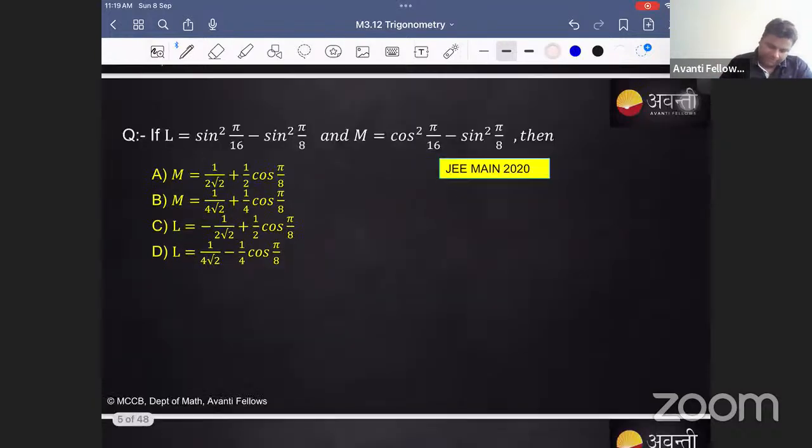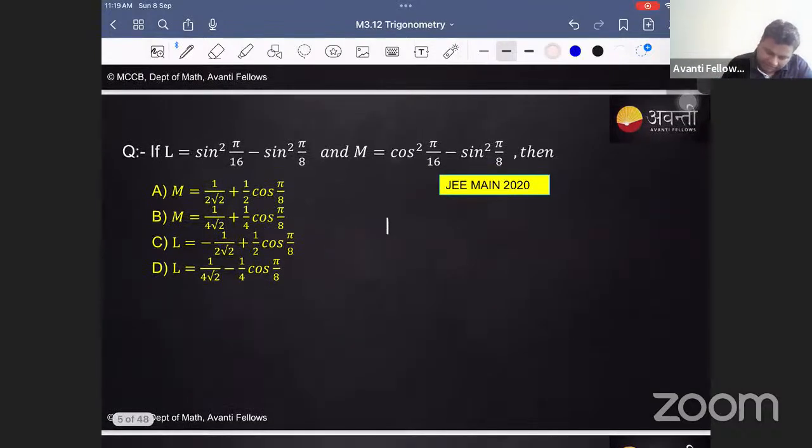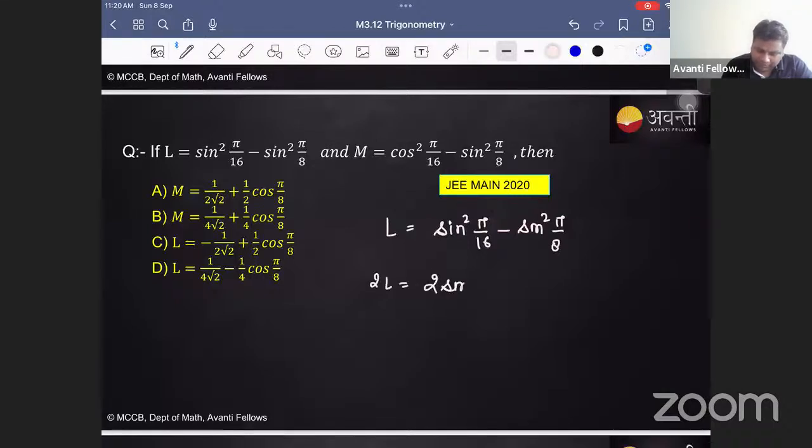Now see, I'll start with L. L, they are saying, sine square pi by 16 minus sine square pi by 8. Let's multiply this L by 2. So 2L is what? 2 sine square pi by 16 minus 2 sine square pi by 8. Am I correct?